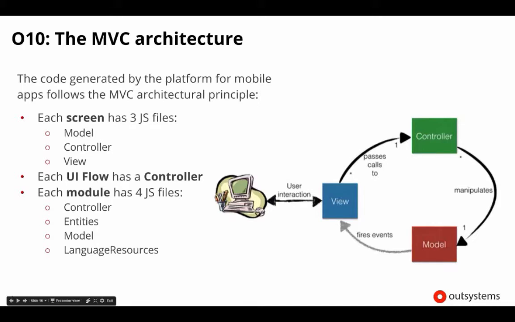4 files: the controller, where you find the global client actions; the entities, where the SQL code exists that manipulates the local entities; the model, that has the local entities themselves; and language resources. Now, while troubleshooting, we're mostly looking at the controller because that's what contains our screen actions, and the module controller that contains the global actions. For the most part, we don't need to look at all the other files.